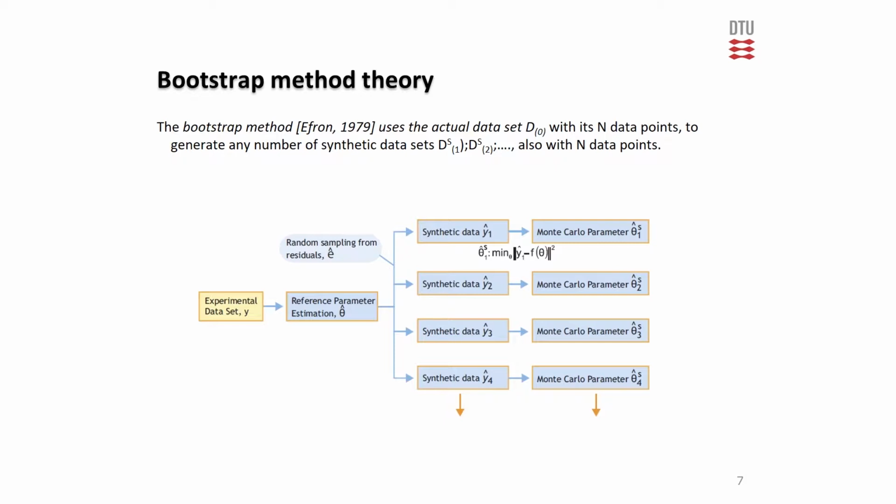For each dataset, the same estimation procedure is performed. This results in a set of simulated measurement parameters, namely θS1, θS2, and so on. These will be distributed around θ0 in the same way that θ0 is distributed around θ true.